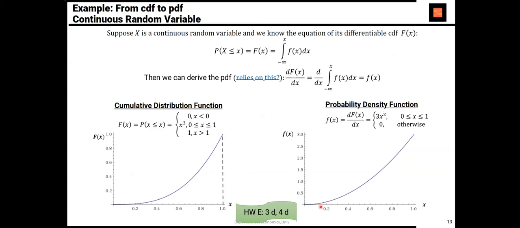So this creature 3x squared only works when x is between 0 and 1. If you try to plug in, it won't work for x bigger than 1, nor will it work for x less than 0. In fact, you can prove to yourself this is a legit PDF by integrating this curve from 0 to 1, and you see the area is exactly 1.